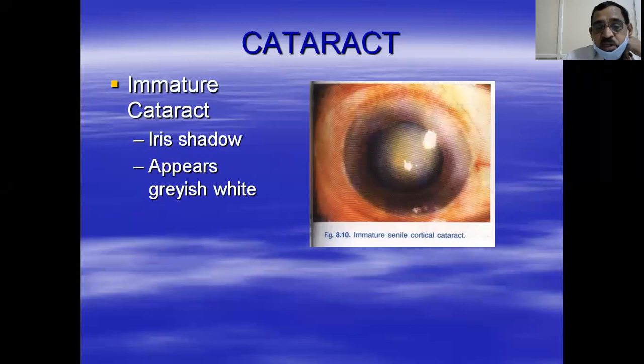Here is the picture of an immature senile cortical cataract. In the immature senile cortical cataract, the color of the lens is grayish white, and the vision will be around 6/9 to hand movements or counting fingers close to face, and iris shadow will be present. When you do a distant direct ophthalmoscopy, you see the opacities against the red fundal glow.